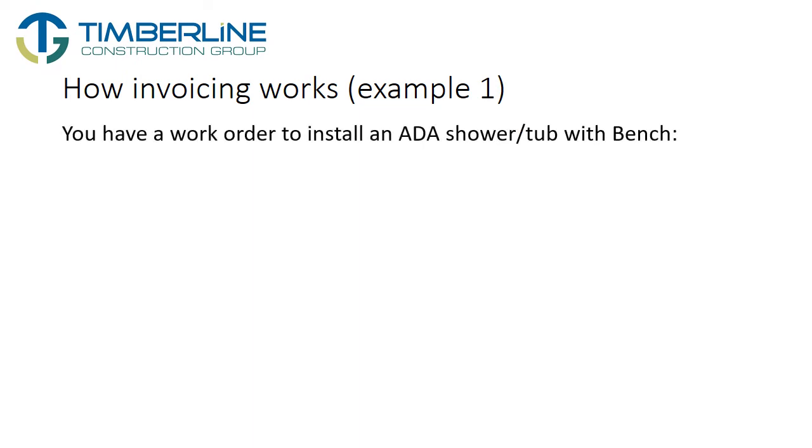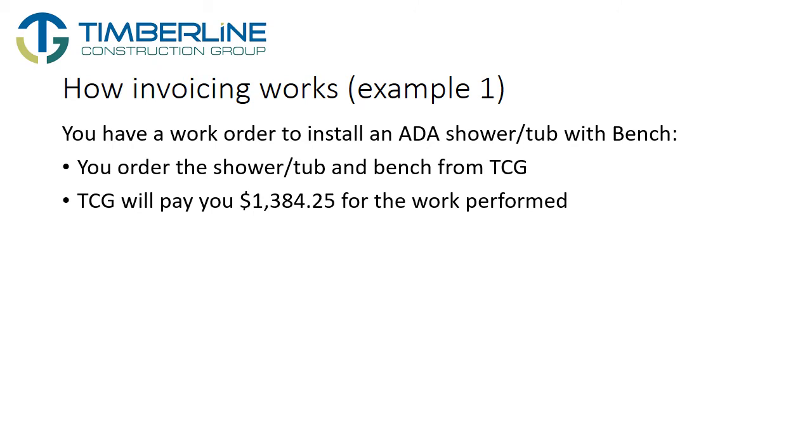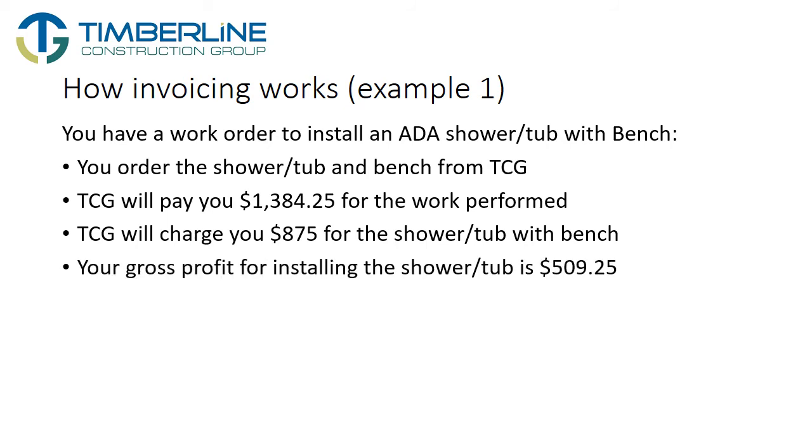Let's see an example. You have a work order to install an ADA shower tub with bench. You order the shower tub and bench from Timberline Construction Group. Timberline will pay you $1,384.25 for the work performed. Then Timberline Construction Group will charge you $875, which is the pricing for the material of the shower tub with bench. Your gross profit for installing the shower tub combo unit with the bench is $509.25. And below is the formula.